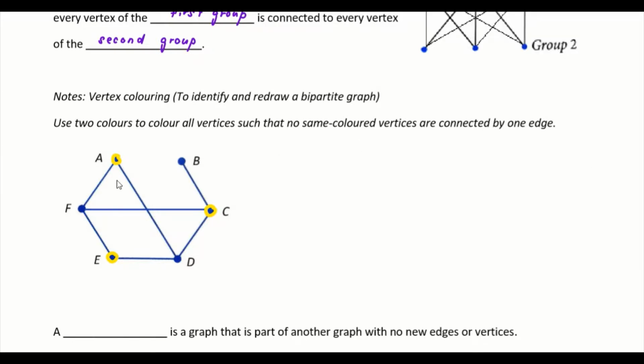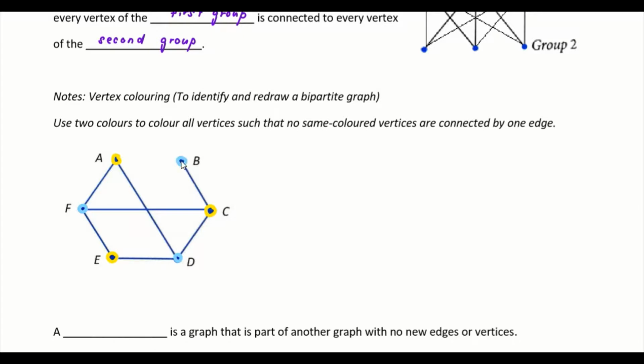So for example, for B, A to F is connected by one edge, right? So that's why I should be using a different color, which in this case, I use blue color. So A, F, so D is adjacent to A and D is adjacent to E. So I cannot use the same color, which is the yellow color, right? So that's why I'll use blue color. So the same thing, B is adjacent to C, so I'll use blue color.